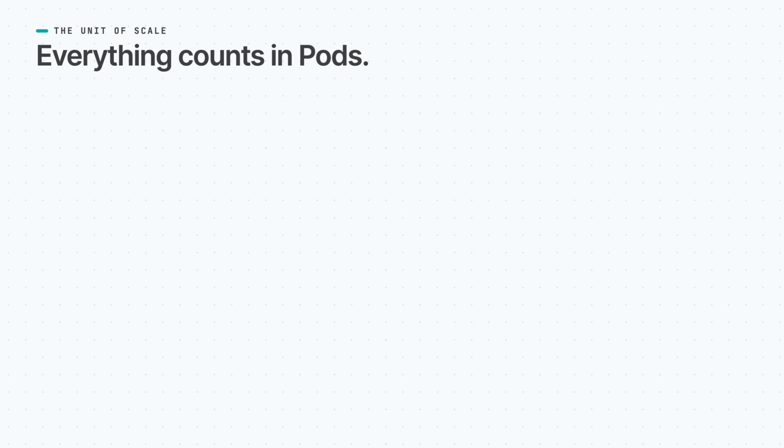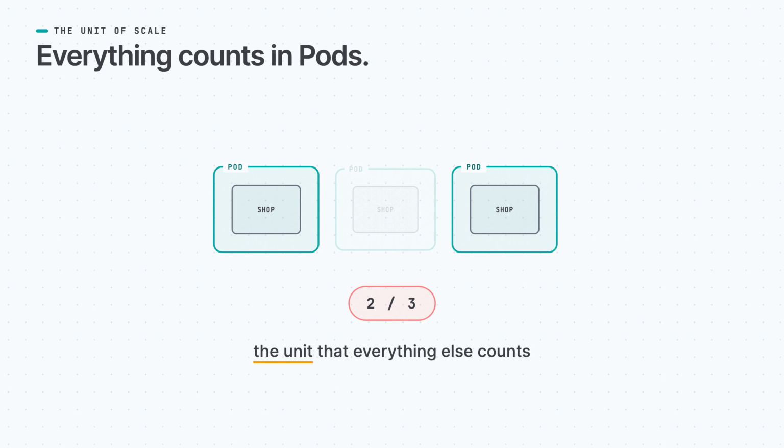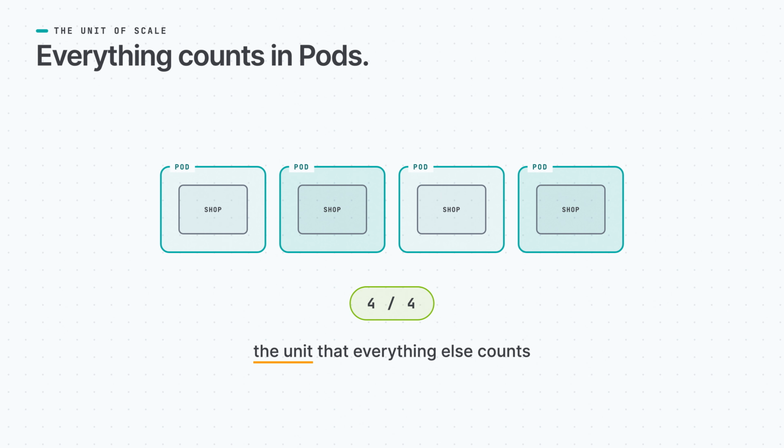So when you asked for 3 copies, you were asking for 3 pods. When one dies, a pod is replaced. When traffic grows, pods are added. The pod is the unit that everything else in Kubernetes counts.